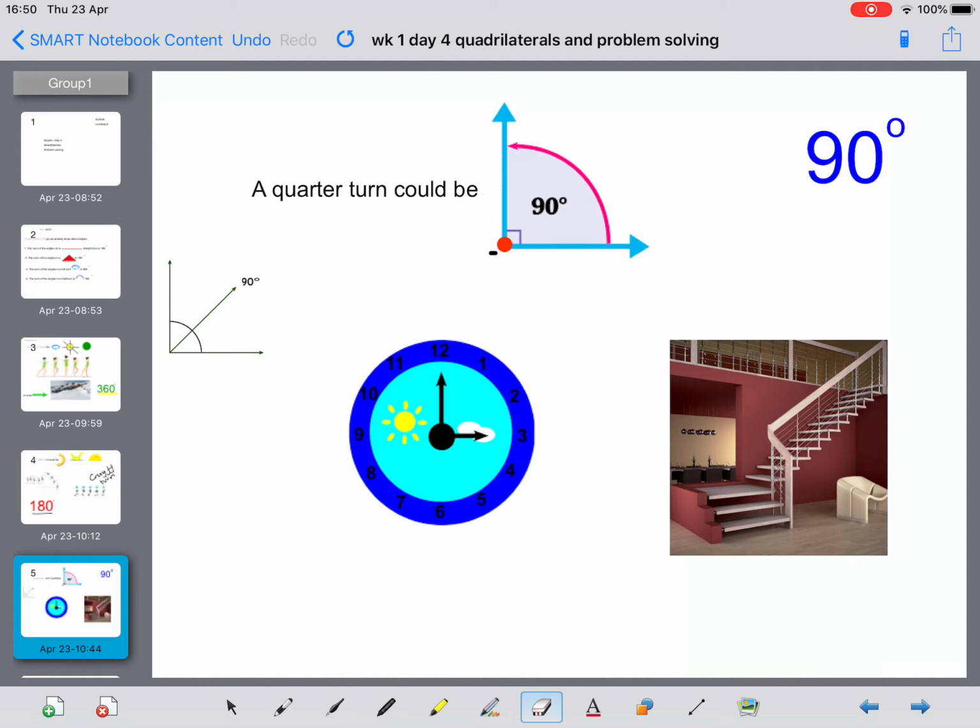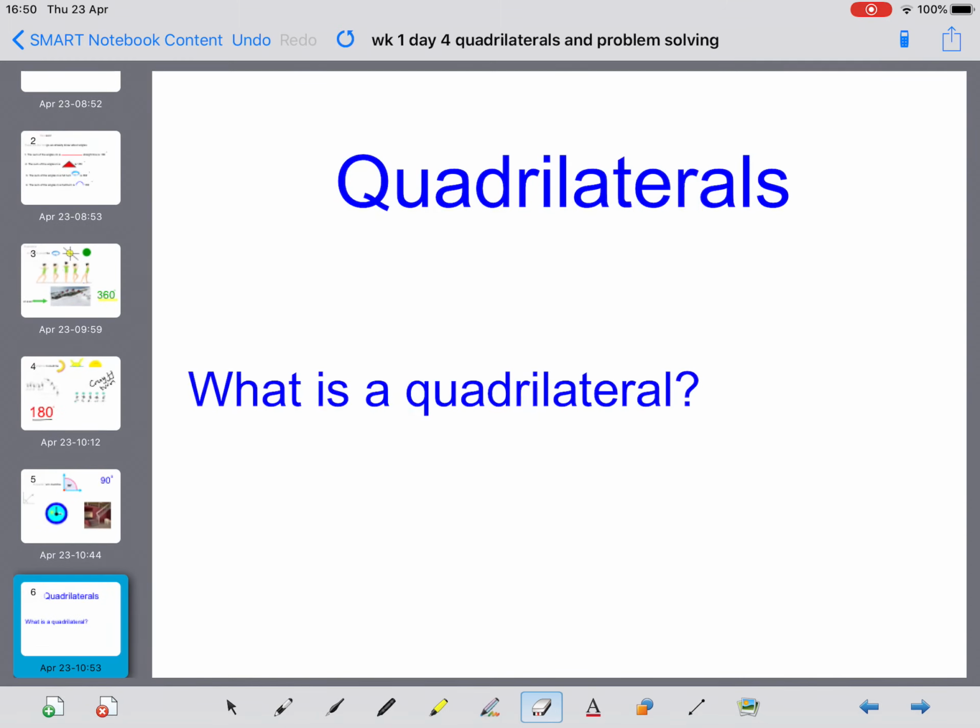And here's some examples of what that might look like. It could be like an angle like this. Like this. It could be on a clock. The distance between 12 and 3 is a quarter turn. Or these stairs, if you're going up these stairs, you would take a quarter turn to go all the way up to the top. Unless you wanted to go up sideways, I guess. But anyway, that'd be silly.